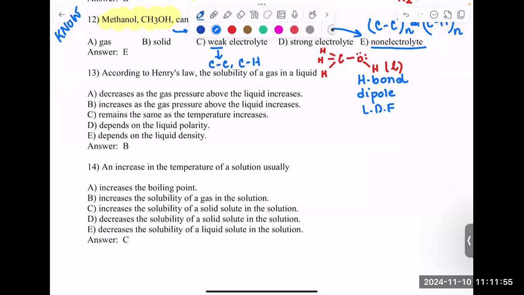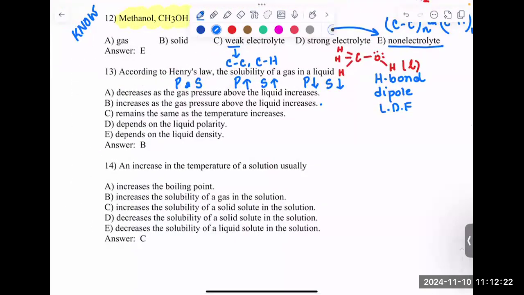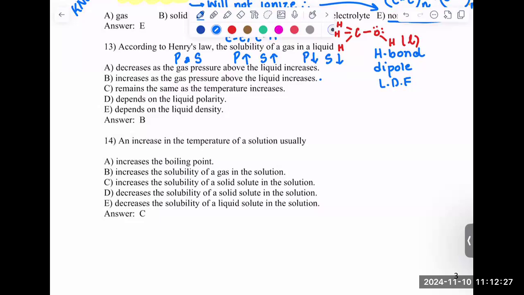Okay, how's Henry's law? Henry's law relates the relationship of pressure and solubility. When the pressure goes up, solubility of the gas goes up. When the pressure goes down, solubility of the gas goes down. So the solubility of the gas increases as the gas pressure above the liquid increases. This is the answer.